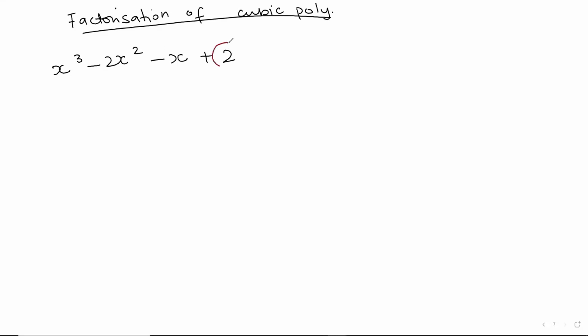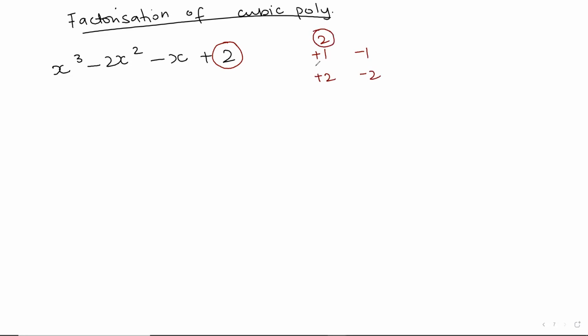you take the last term and you use the trial and error method. First of all, you have to list down all the factors of 2. What are all the factors of 2? 1 and 2. Also, it can be minus 1, minus 2, right? So you have plus 1, minus 1, plus 2, minus 2. These are all the factors of 2.